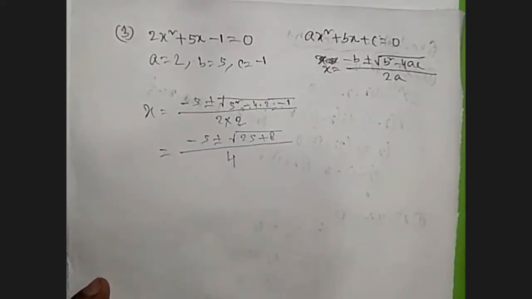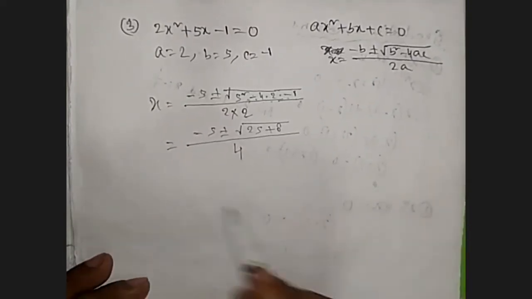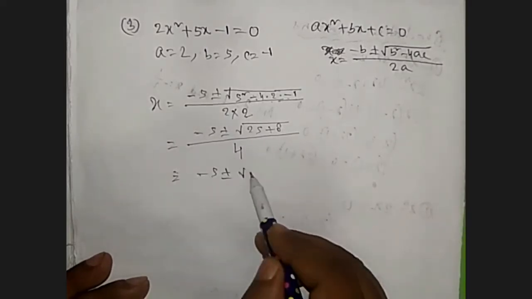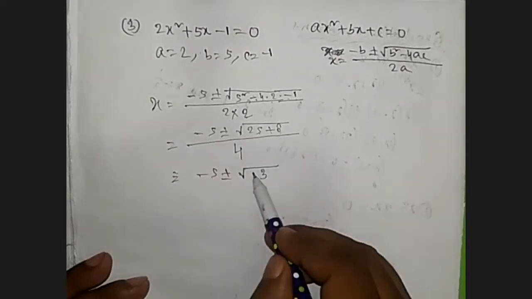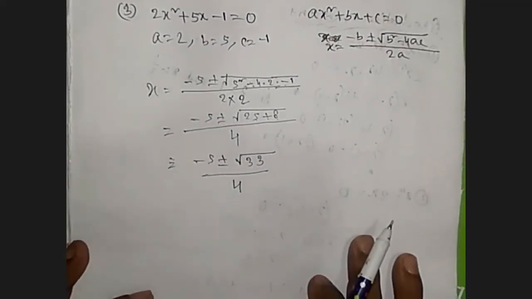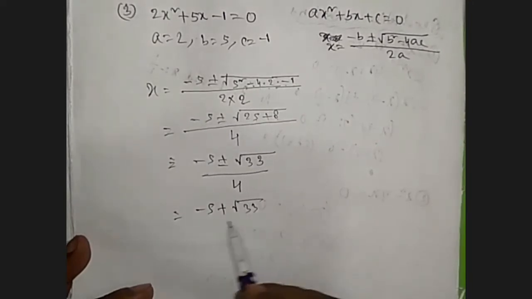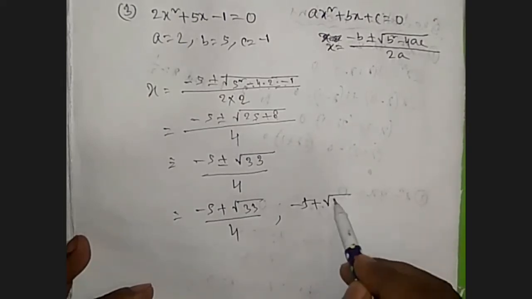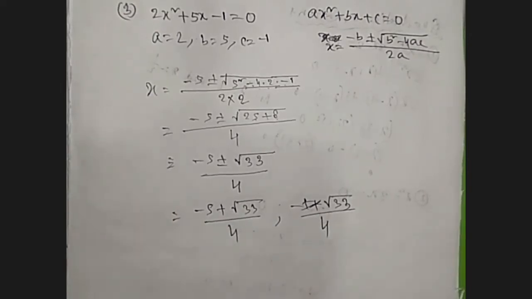Now I think you can easily solve this. Now just simplify. This is minus 5 plus or minus root over 33 divided by 4. Now you can use calculator to solve this one. You guys may have some confusion regarding using the calculator.